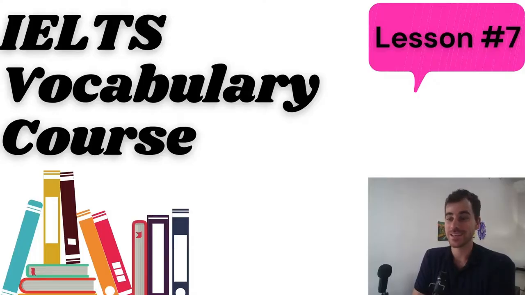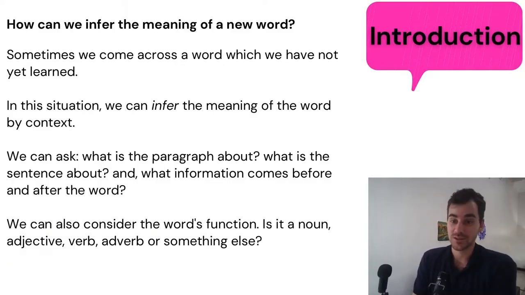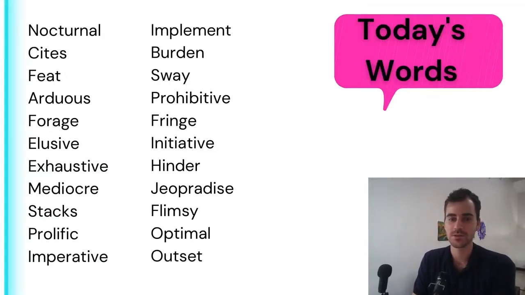So this is the second part of lesson 7, which is about meaning and context. I broke it into 2 parts because there are just too many words. We're learning all of these words. In the first video, we learned from nocturnal to imperative. And now we're going to learn that second column, implement to outset.